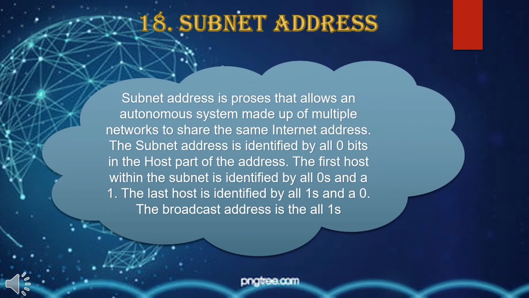Next, let's see what is a subnet address. Subnet addressing is a process that allows an autonomous system made up of multiple networks to share the same internet address. The subnet address is identified by all 0 bits in the host part of the address. The first host within the subnet is identified by all zeros and a 1. The last host is identified by all ones and a 0. The broadcast address is all ones.